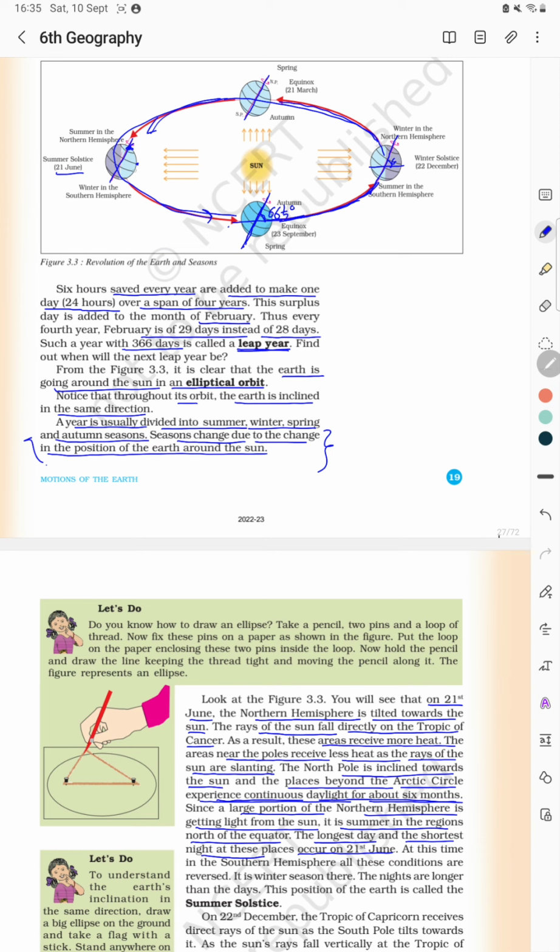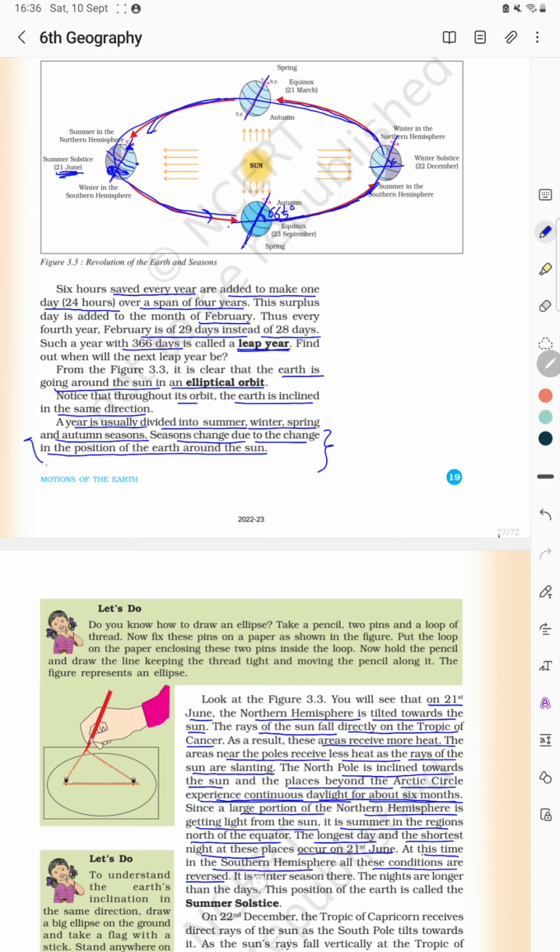So above the equator, in the northern area, the longest day and the shortest night at all these places above the equator will occur on 21st June. At the same time, in the southern hemisphere, all these conditions are reversed.